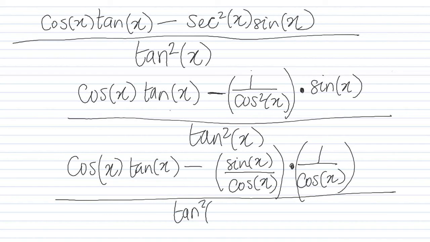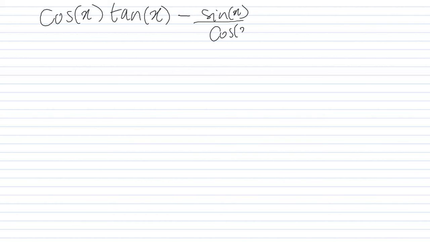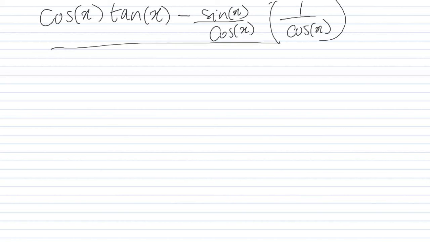So you have tan squared x. Now we have sine over cosine. We're going to continue on the next page. So we have cosine x, tan x, minus sin x over cosine x multiplied by 1 over cosine x, all of that information divided by tan squared of x.